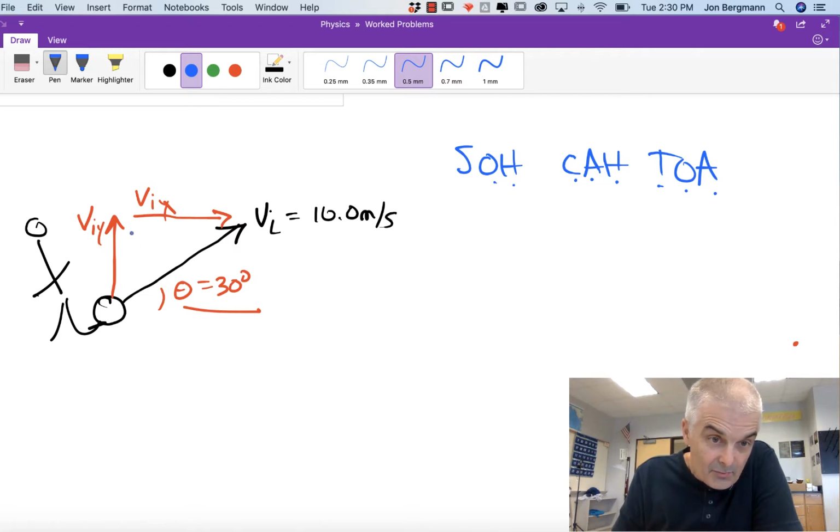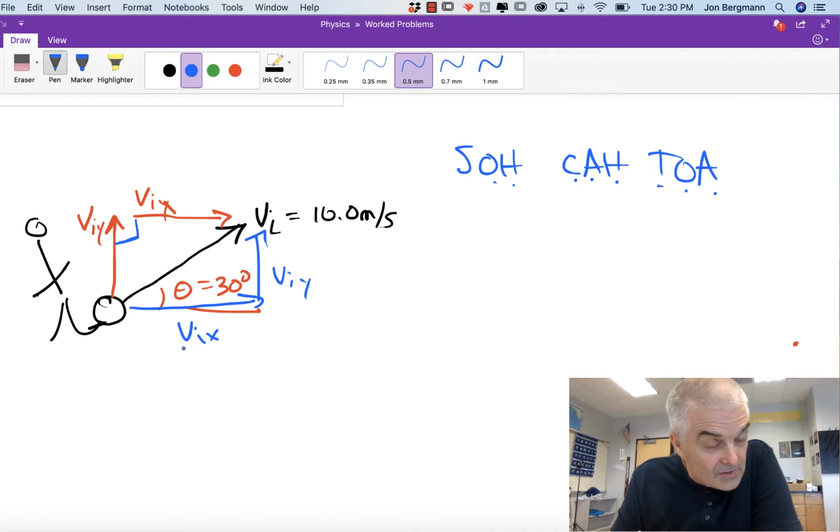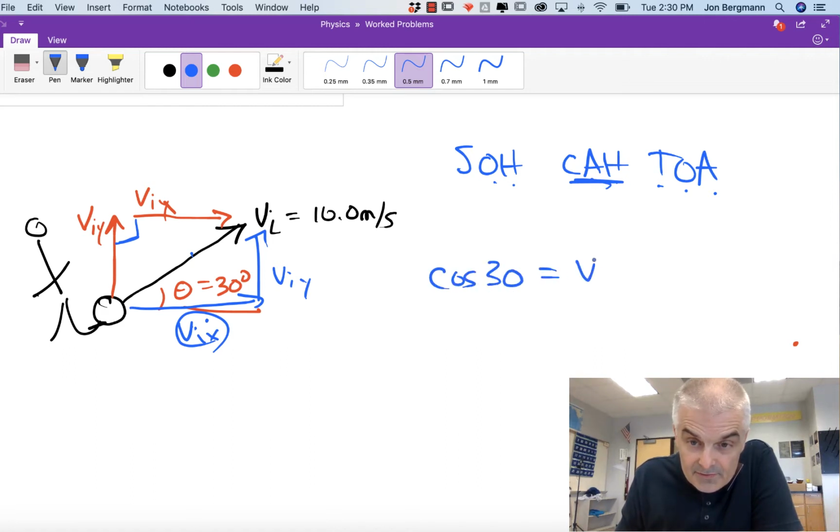So this is a right triangle right here, and I know the angle. So actually what we probably would do is do it like this, and I would use this angle, and this is V_ix, and this is V_iy. Notice I can do it both directions. And so if that's 30 degrees, then V_ix, that's adjacent over hypotenuse, so it's cosine. So I can say cos of 30 is equal to V_ix over 10, because this number here is 10.